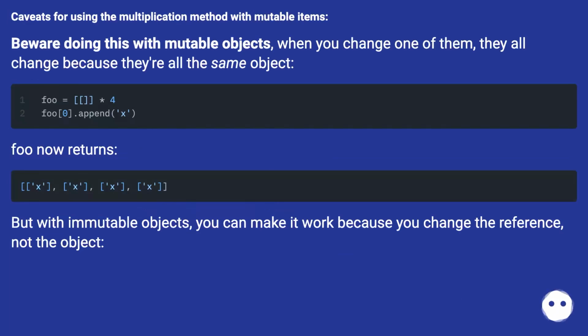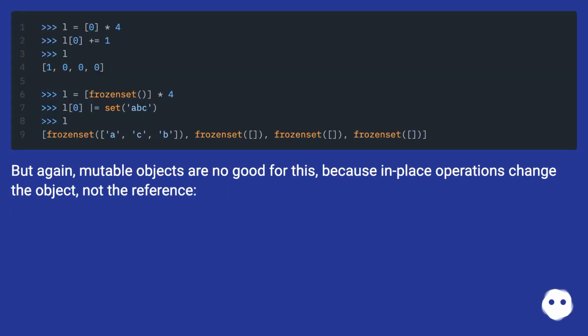Caveats for using the multiplication method with mutable items. Beware doing this with mutable objects. When you change one of them, they all change because they're all the same object. Foo now returns this. But with immutable objects, you can make it work because you change the reference, not the object. But again, mutable objects are no good for this, because in-place operations change the object, not the reference.